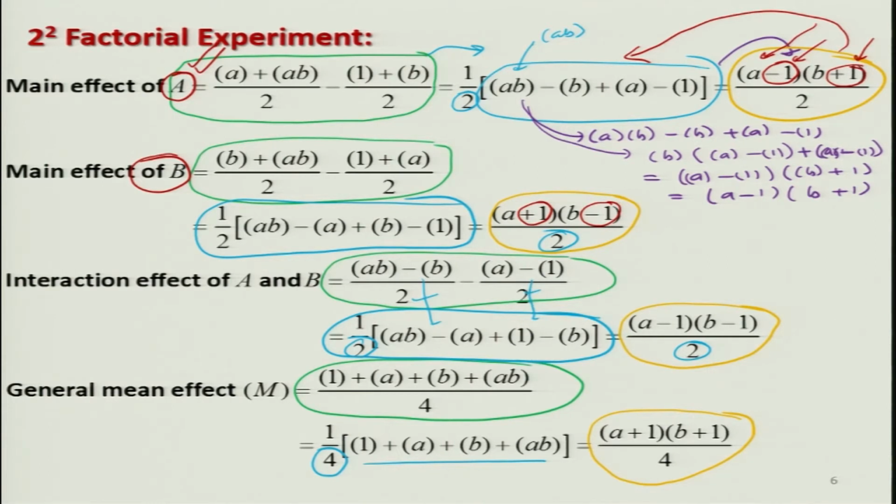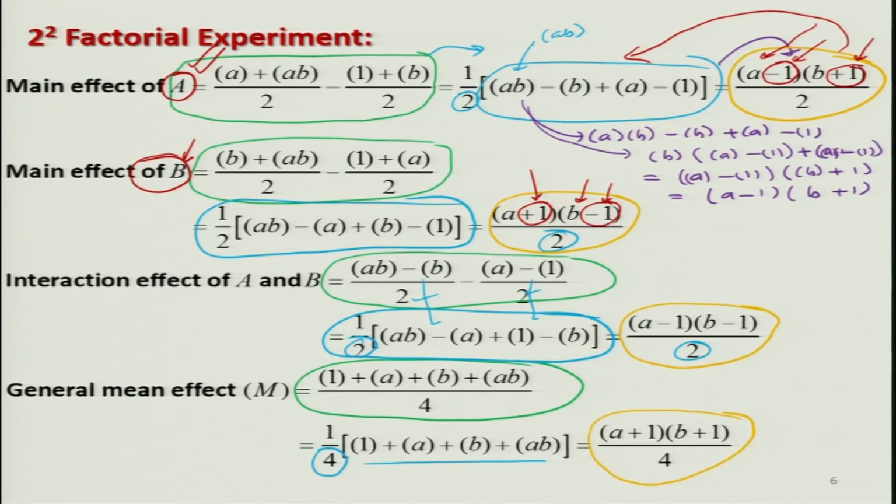Now, if you do the same thing in the main effect of b, here is b and here is b. For me, small b and capital B both are b. So when this letter is common, it appears with the minus sign, and I write b minus 1. And for the alphabet which is not common, that is a, I write a plus 1.